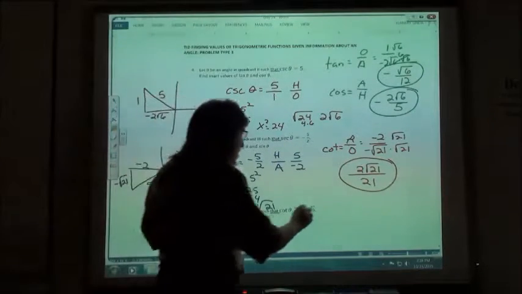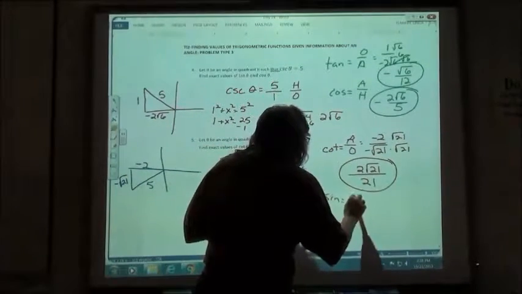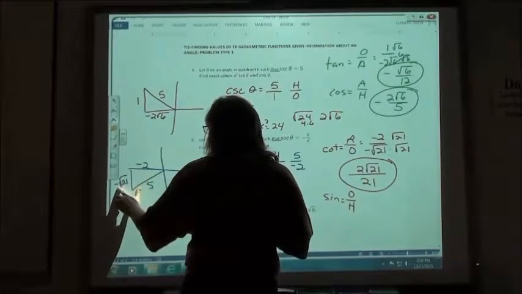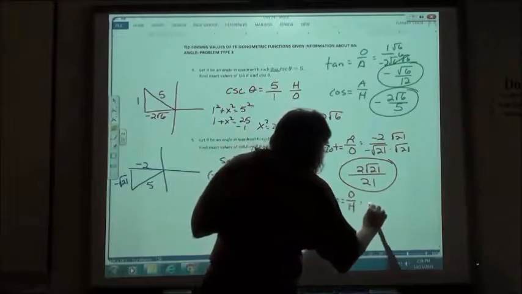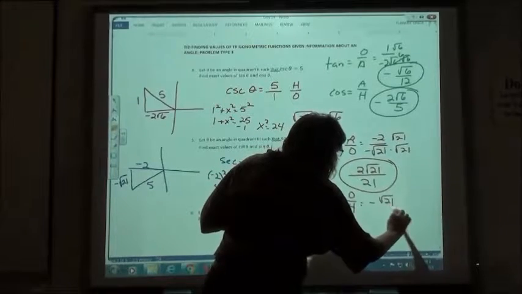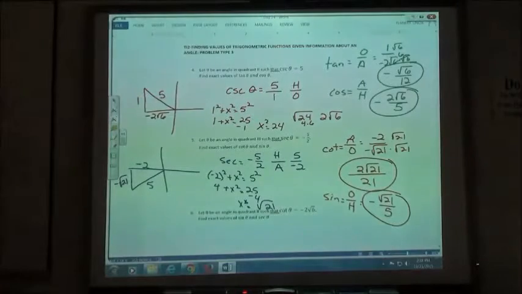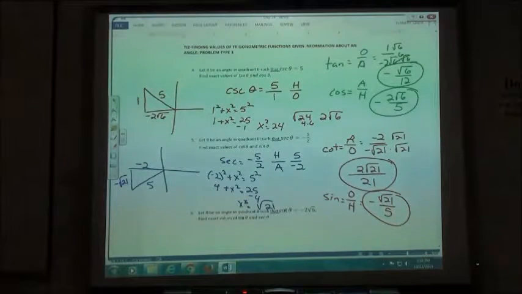My sine. Sine is opposite over hypotenuse. The opposite is negative square root of 21 over 5 then. Of course, they'll put the negative in front. And so negative square root of 21 over 5 would be the sine of my angle.